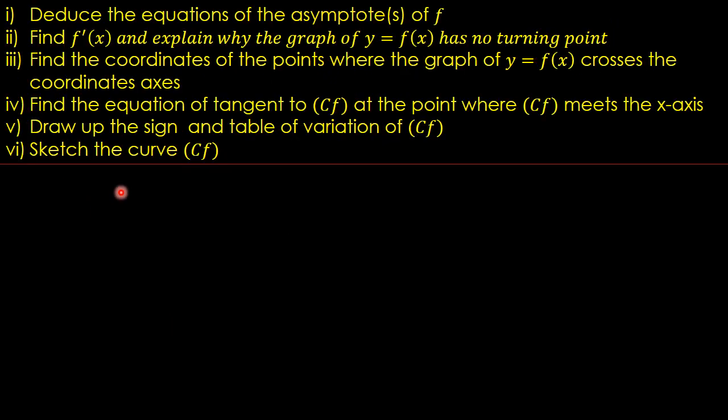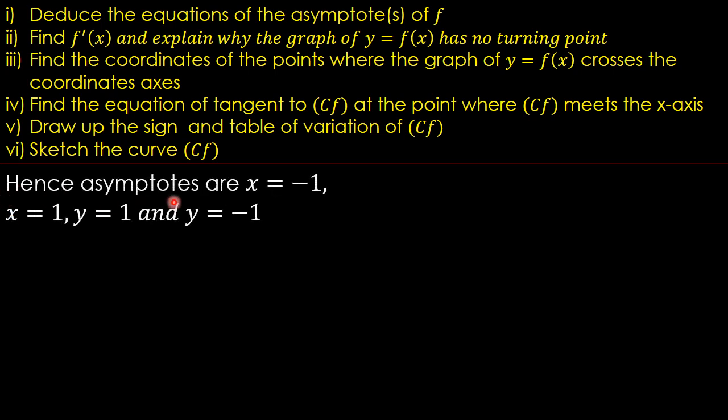Now let's move on to the next slide and do that. So we are simply going to say our asymptotes are definitely going to be at x equal to negative 1, x equal to 1, y equal to 1, and y equal to negative 1. Great. So guys, those are the asymptotes of the curve we are looking for. Then the next part is saying that we should find f prime of x and explain why the graph of y equals f of x has no turning points.